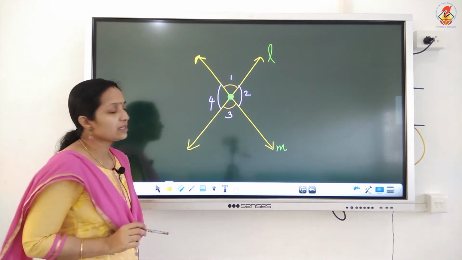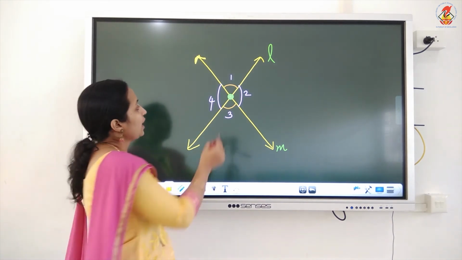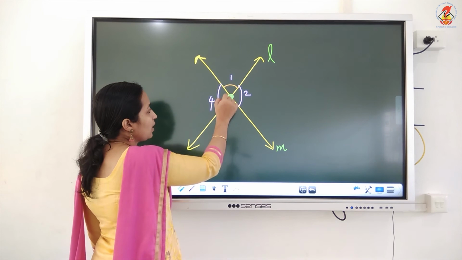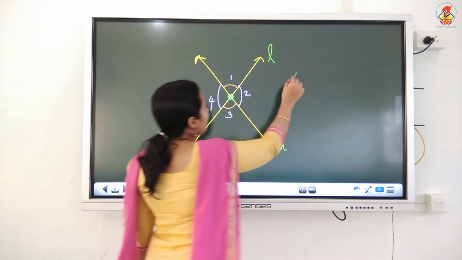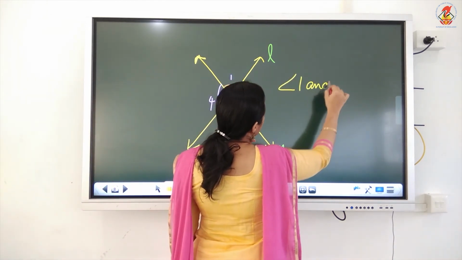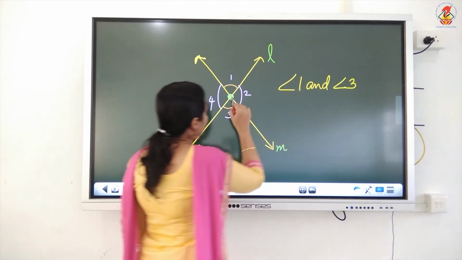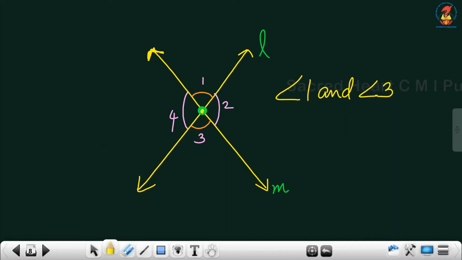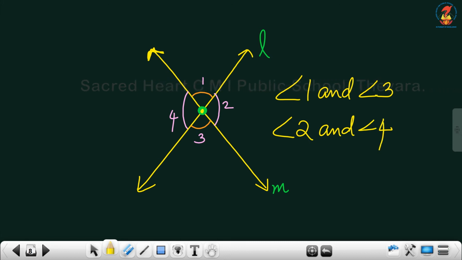Now, which are the angles opposite to the vertex? You can see that angle 1 and angle 3 are opposite to this vertex. Okay. Now, which is the next pair of angles which is opposite to this vertex? Angle 2 and angle 4 are opposite to this vertex.